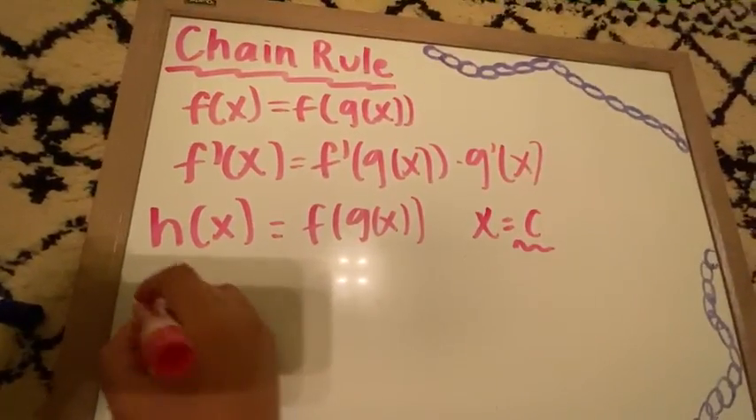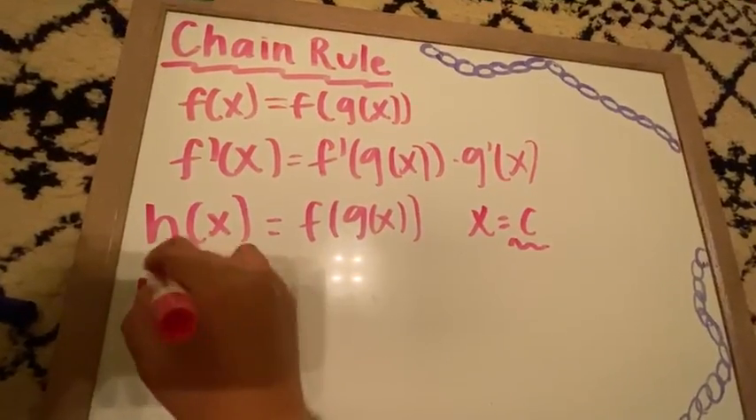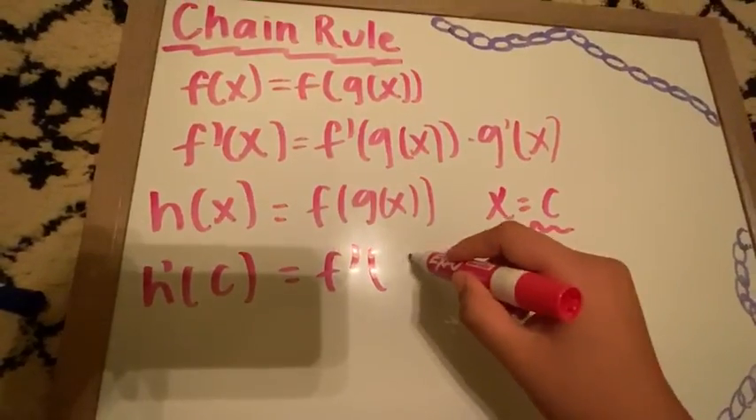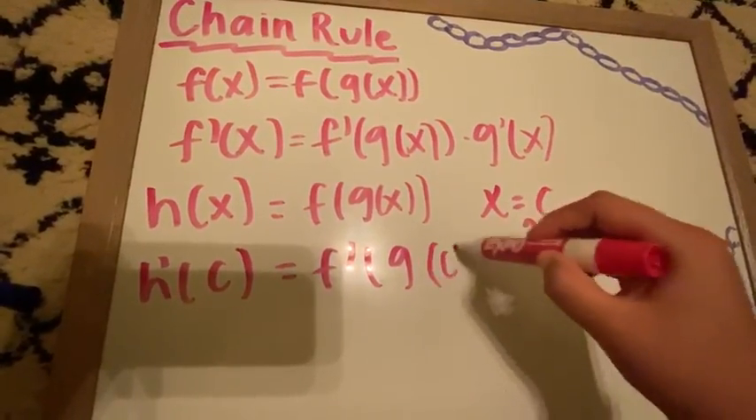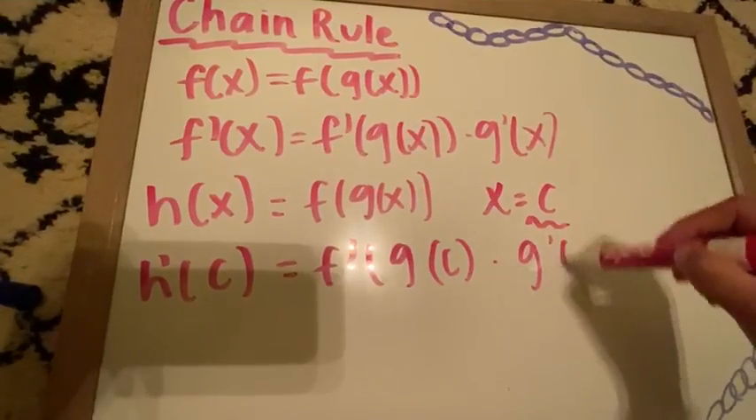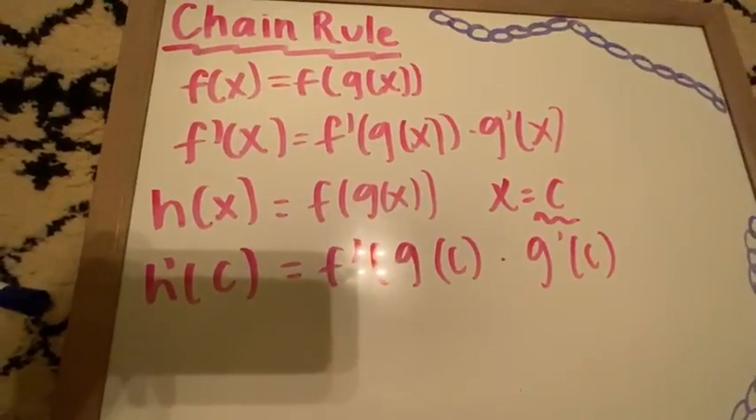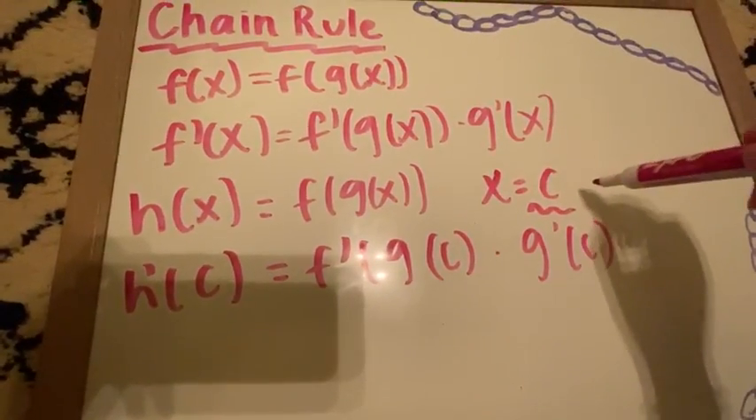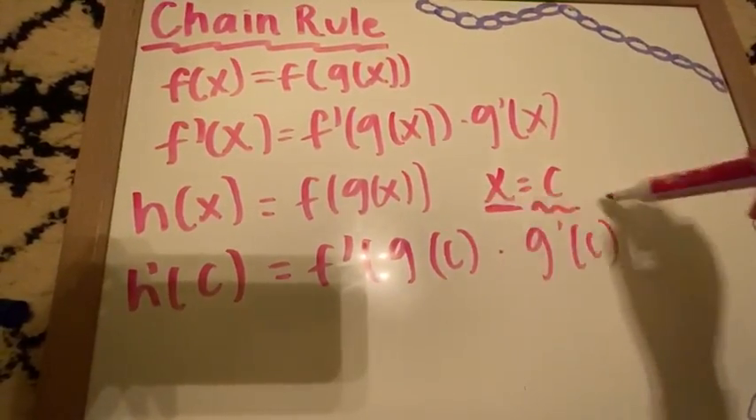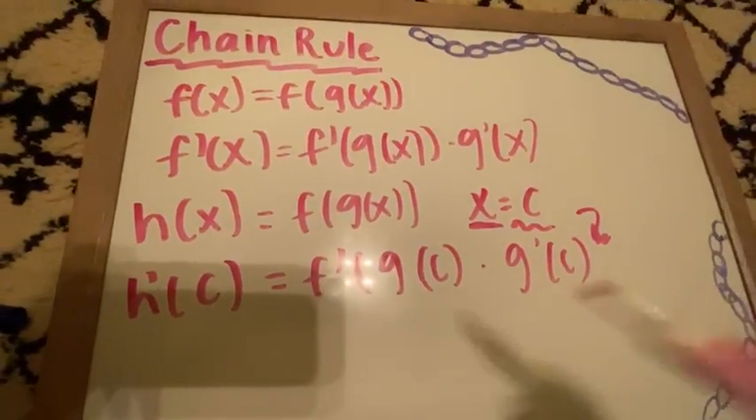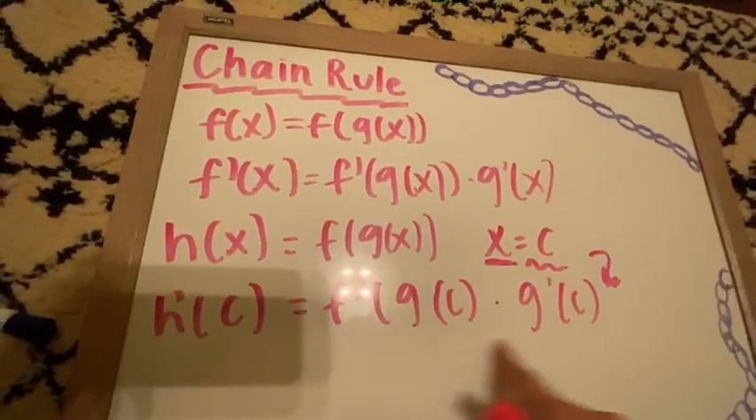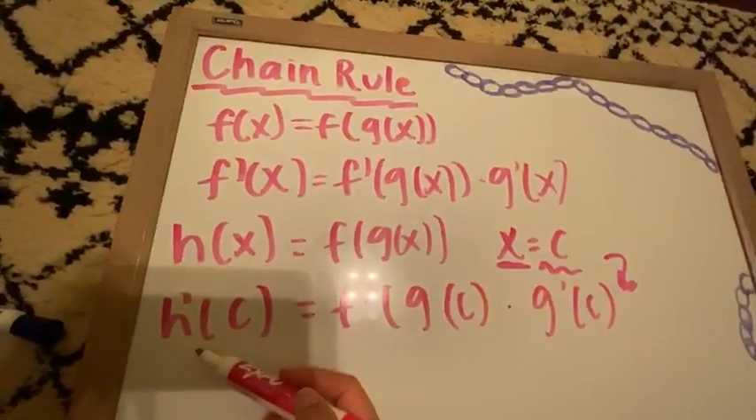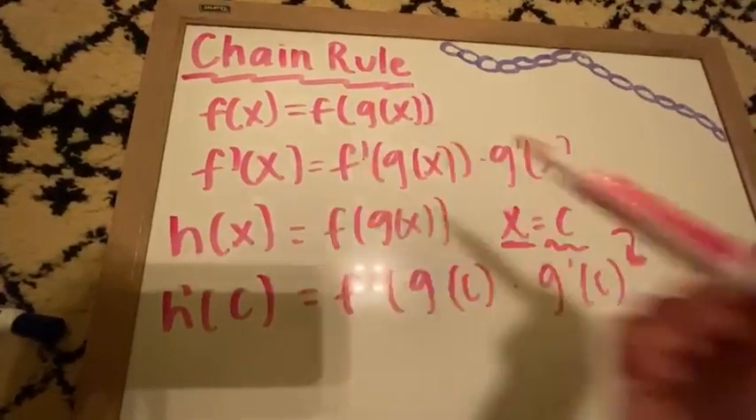The way you would do that is h prime of c is equal to f prime of g of c times g prime of c. And that shows that c is a constant that can be plugged in at x. This is the same thing as this right here, but instead of the f, it's an h, and obviously the c is plugged in for the x.